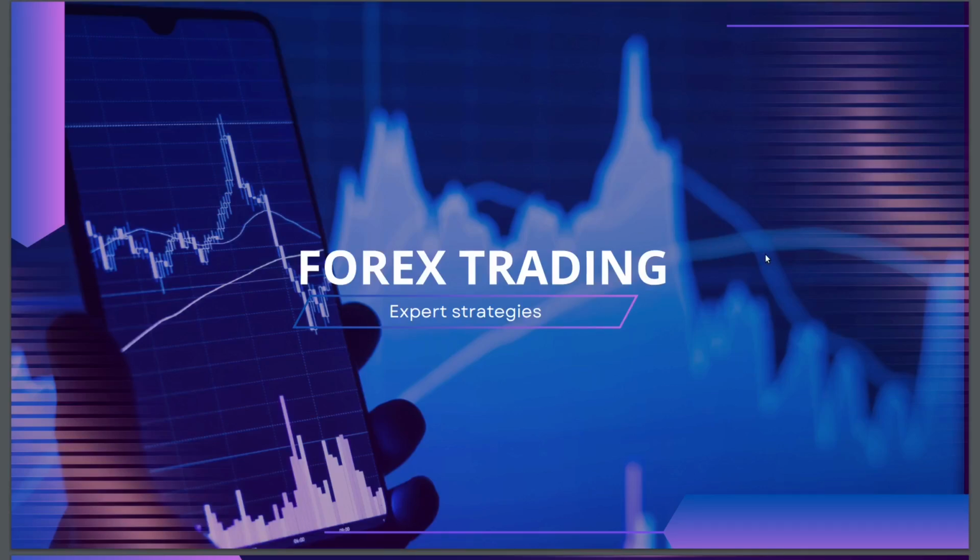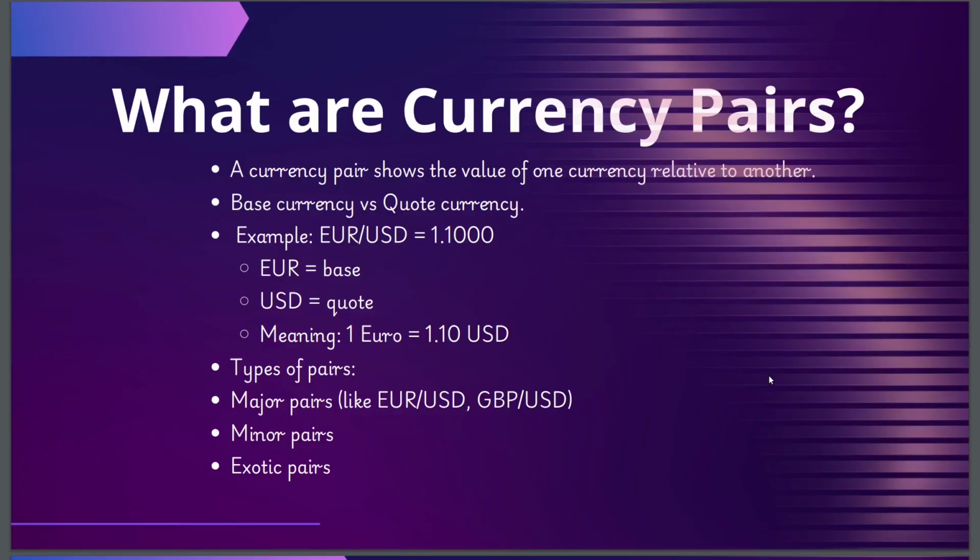So today we are going to be talking about currency pairs and how to calculate lot sizes as well as pip values, and what they really are. So what are currency pairs? A currency pair shows the value of one currency relative to another: the base currency versus the quote currency.